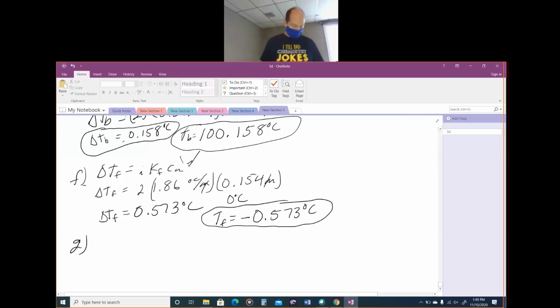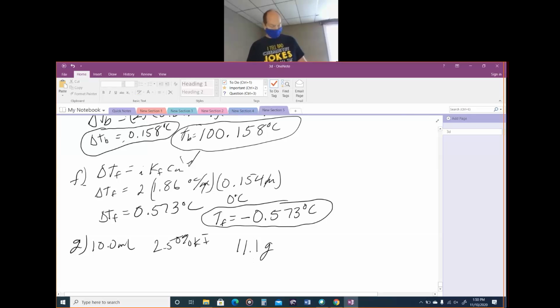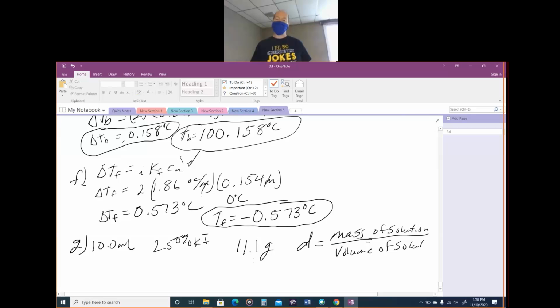G says the mass of 10 mL of my 2.50% KI was determined in the lab to be 11.1 grams. Calculate the density. All right, so remember, density is the mass over the volume. Now that's not good enough. You need to know density is mass of solution over the volume of solution.